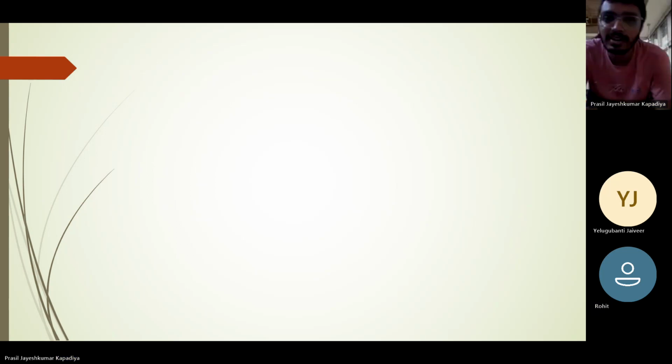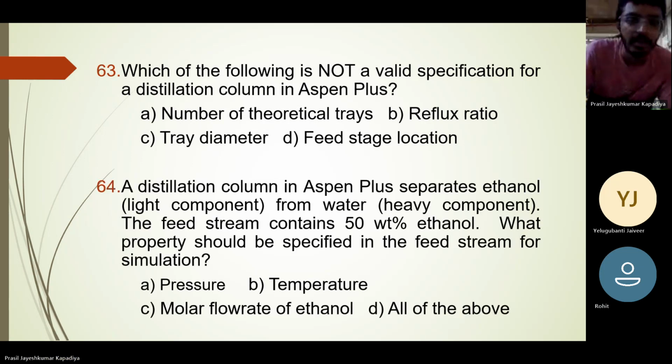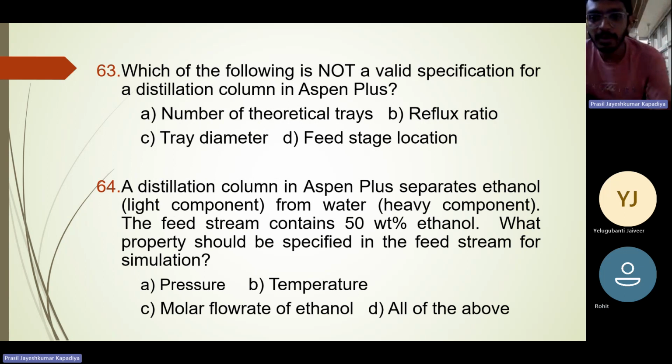Which of the following is not a valid specification for a distillation column in Aspen Plus? What do we not specify? Tray diameter, number of trays, reflux ratio. In our normal design, we don't specify tray diameter. Yeah.